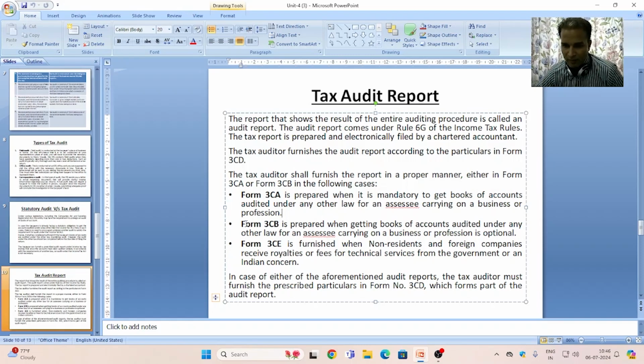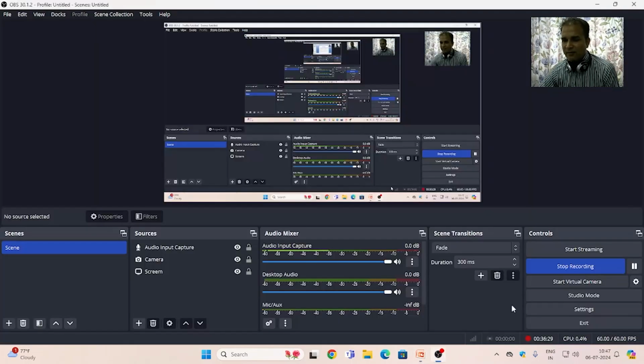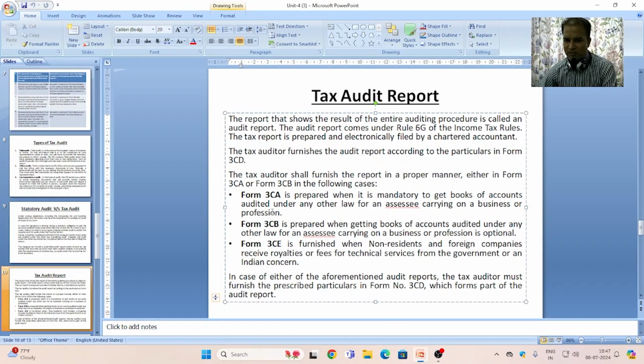Now Form 3CB. This form is prepared when getting books of accounts audited under any other law for an SSE carrying on business or profession is optional. Here the option is there. So in the first case, Form 3CA, audit of books of accounts is mandatory, and in case of Form 3CB, option is there. Compulsion is not required, but in case of 3CA, it is mandatory.